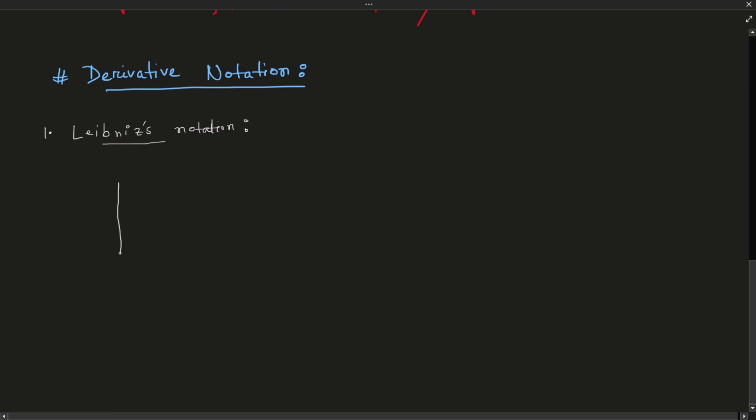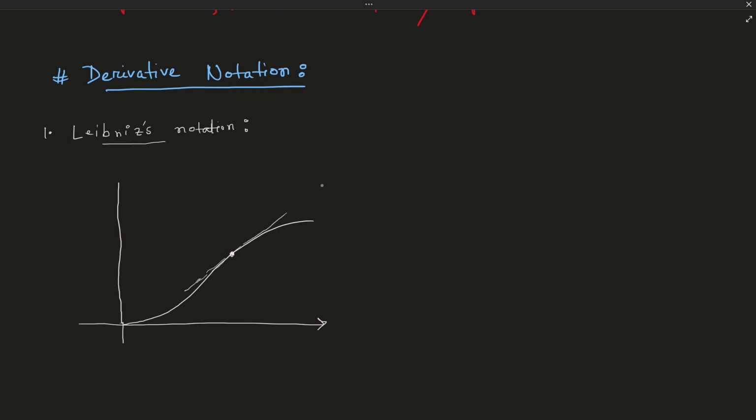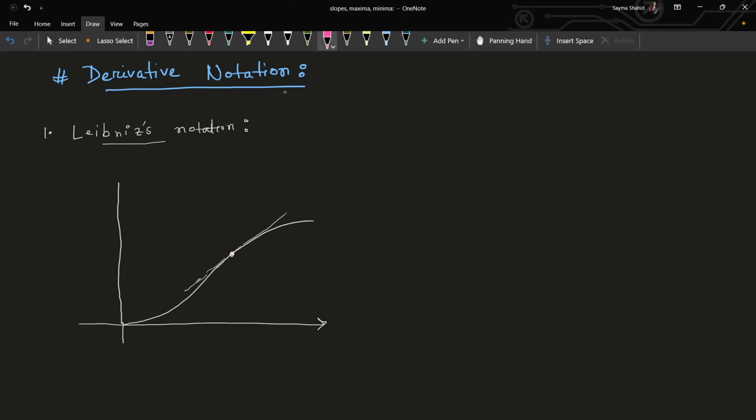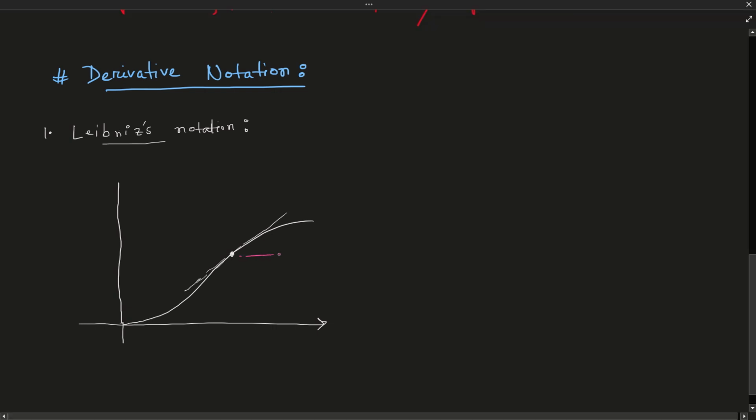So suppose we have a graph like this, and this is something like that. Suppose we have a point here. Let's draw a tangent line here. Suppose this is our tangent line, and suppose this is our dx, and this is our dy.